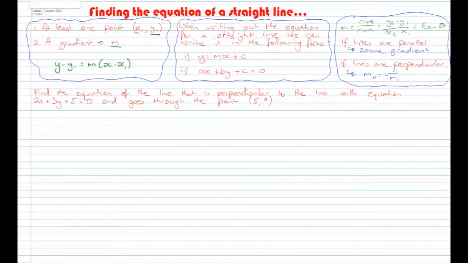Alright, so now it's time to apply what we just learned about perpendicular lines to finding the equation of a straight line. Now this question here says find the equation of a line that is perpendicular to the line with the equation 2x plus 3y plus 5 is equal to 0 and goes through the point (5, 9).